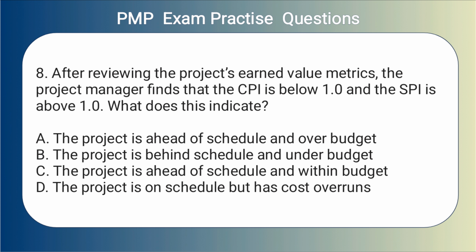8. After reviewing the project's earned value metrics, the project manager finds that the CPI is below 1.0 and the SPI is above 1.0. What does this indicate? A. The project is ahead of schedule and over budget. B. The project is behind schedule and under budget. C. The project is ahead of schedule and within budget. D. The project is on schedule but has cost overruns.